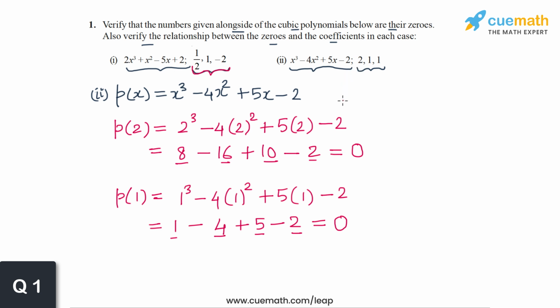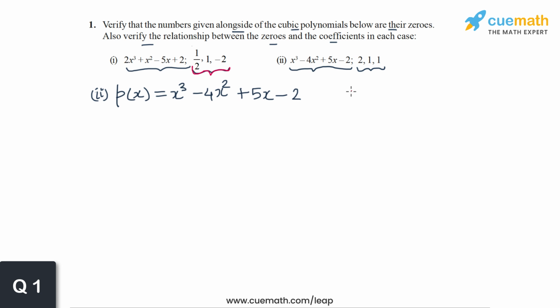Now let's verify the relationship between the zeros and the coefficients, just like we did in part 1. So let's name the zeros alpha, beta and gamma. So alpha, beta, gamma are 2, 1 and 1 respectively. Now let's find the sum, the sum taken 2 at a time and the product of the zeros using both the zeros themselves as well as the coefficients. So the sum of the zeros is alpha plus beta plus gamma. This is equal to 2 plus 1 plus 1 or 4.